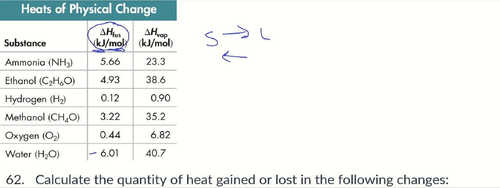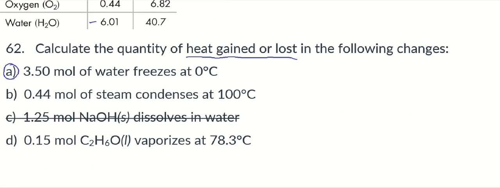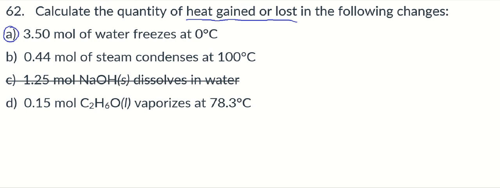Those particles need to lose that kinetic energy to lower their temperature. Losing energy is exothermic. So we can use the same value because energy is conserved. So we'll just use the heat of fusion value and stick a negative sign there. All right, so let's start. Let's do A here in blue.